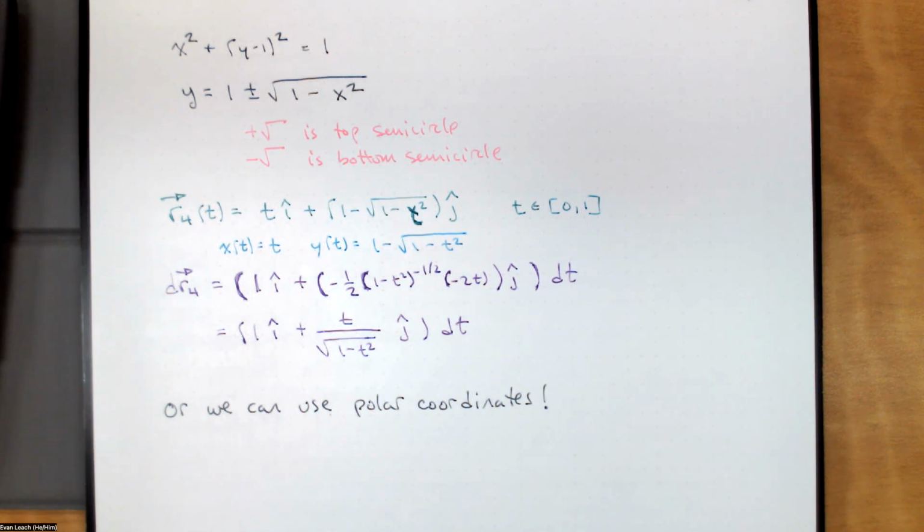Even though our vector field is in rectangular coordinates, we're still just describing what x and y are, so we can describe the circle with polar coordinates. We know that our basic circle, centered at the origin with the radius of 1, is x equals cosine of t, y equals sine of t for t equals 0 to 2 pi.